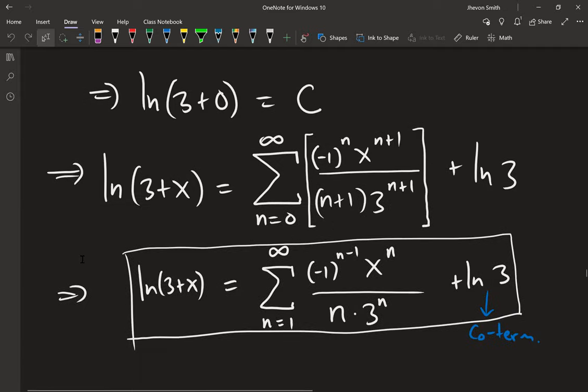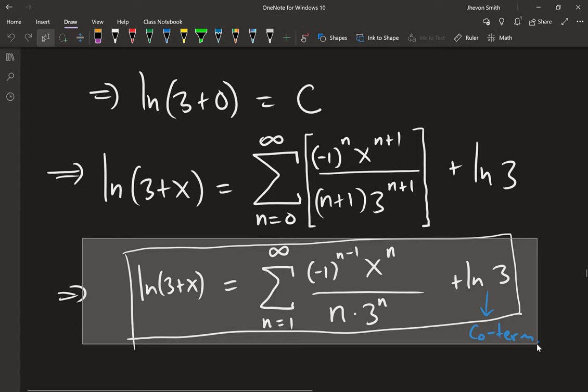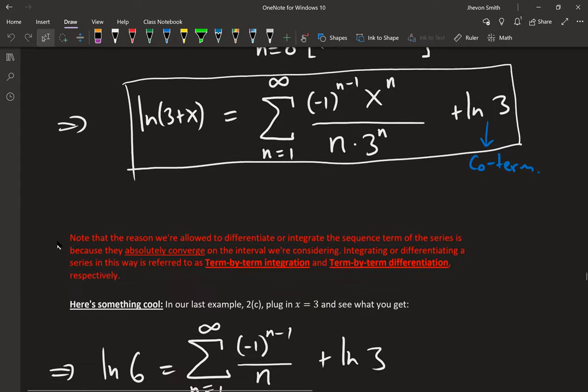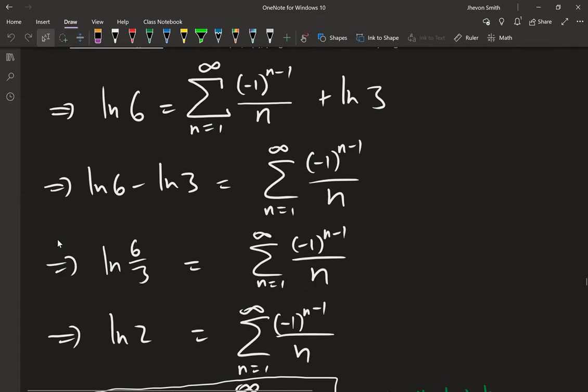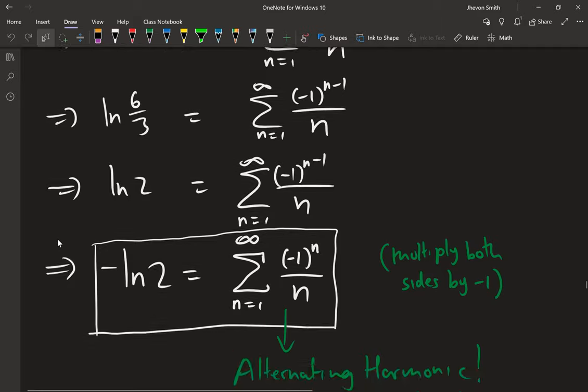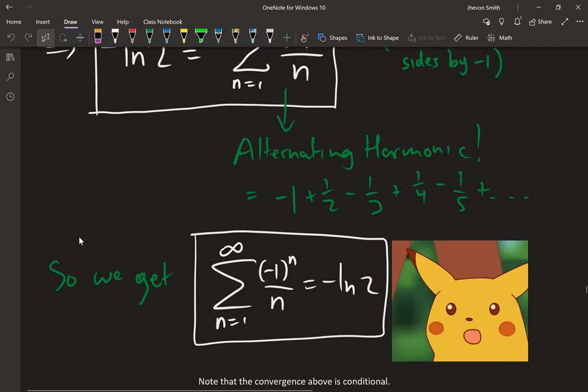We figured out that to write ln of 3 plus x as a series, that is what it's going to look like. And then something amazing happened. We figured out that, hey, we can plug in x values here and figure something out that's really cool. And we finally get to the point where, at the beginning when I was telling you about series, the alternating harmonic converges to minus ln2, and it seemed like, oh, that's crazy. Why would it do that? Well, now you have proof.